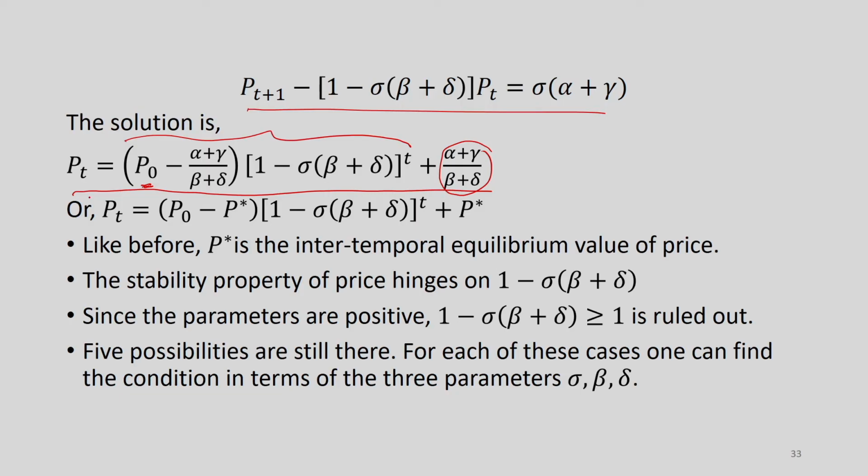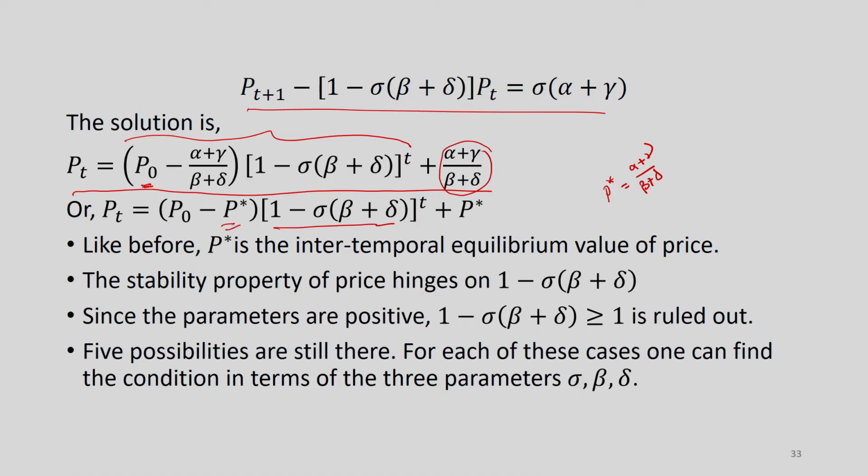And to make it look simple, I assume that this P star is the particular integral. P star is equal to alpha plus gamma divided by beta plus delta. I assume that, so I get rid of this cumbersome term. I only write P star, and as you know, P star is the intertemporal equilibrium value of price in this case. Now, let us talk about the stability. As we know that in this solution, the stability of the equilibrium depends on this term, the B term, which is 1 minus sigma multiplied by beta plus delta.